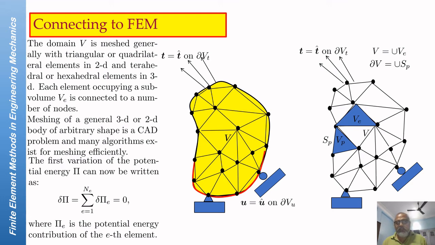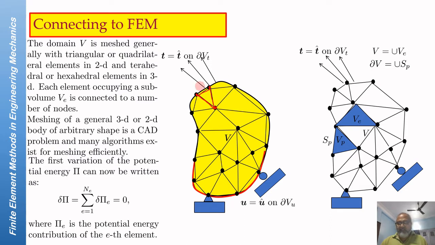Now let us see how this all connects to the actual process of doing finite elements. So in finite elements, as you might already be aware, the body that we are analyzing is divided into a number of elements. So these are typically the elements, and they are connected to a number of nodes. Obviously, there are traction boundary conditions specified on certain parts of the body. There are displacement boundary conditions specified on other parts.